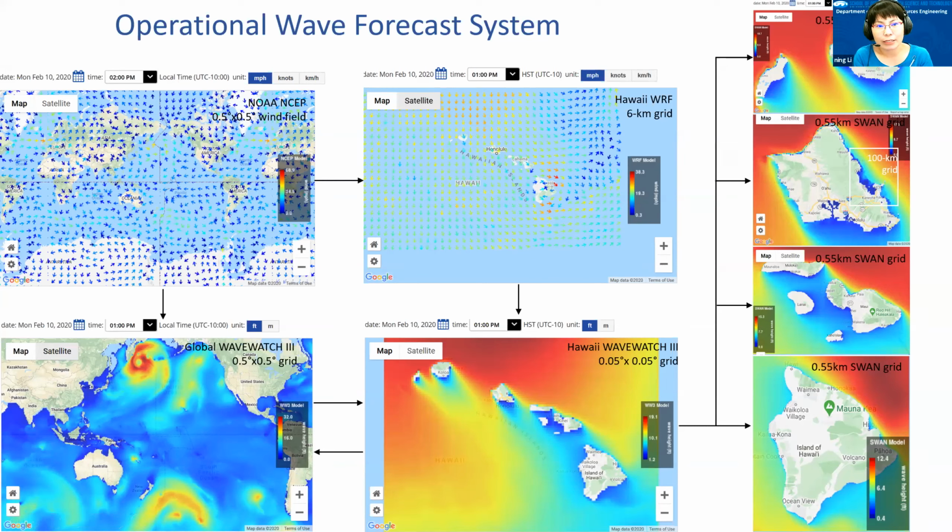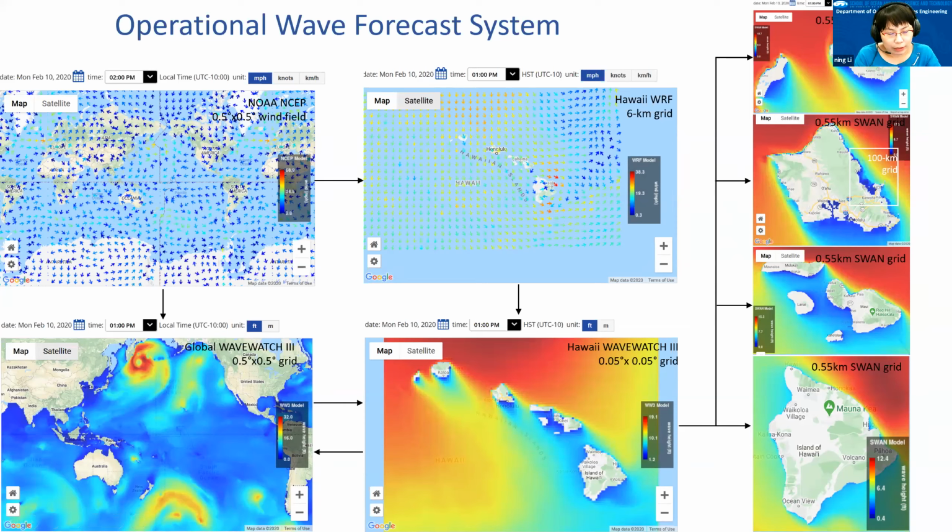to resolve how the wind is impacted by the mountains and channels. These global and regional winds together are input to force our global WAVEWATCH III and Hawaii regional WAVEWATCH III, and they also provide a boundary condition for the island-scale and even higher-resolution SWAN wave model for some strategic locations. For example, we have the wave energy test site on the windward side of Oahu, so we have a higher resolution there too.